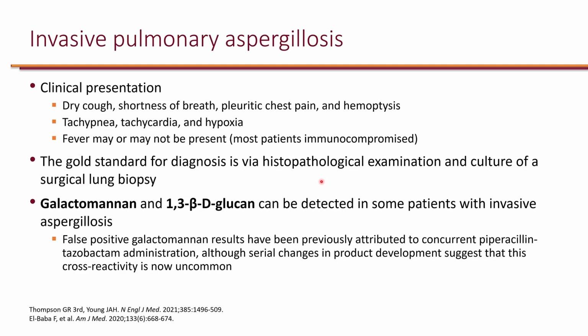Now, the gold standard for diagnosis is histopathology, examination, and culture of a surgical lung biopsy. Now, we do have a couple of assays, galactomannan and β-D-glucan, that can be detected in some patients with invasive aspergillosis. However, they're not very specific. They could be positive due to other fungal infections, but this is something that can be used, for example, to see if the patient is responding to antifungal therapy.